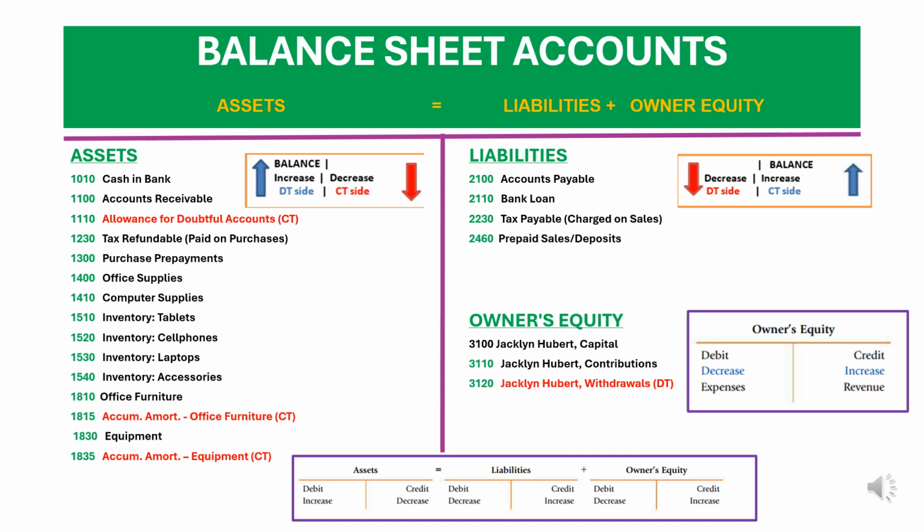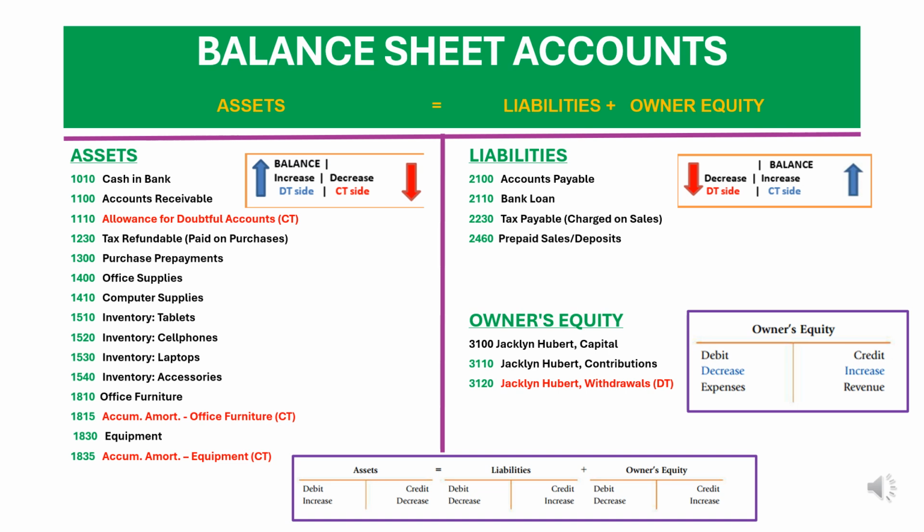Inventory, in a merchandise company, inventory refers to the goods and products the business holds for sale. Inventory tablets, stock of tablets available for sale. Inventory cell phones, stock of mobile phones held for sale. Inventory laptops, inventory of laptops available for sale. Inventory accessories, includes various computer or phone accessories in stock available for sale.